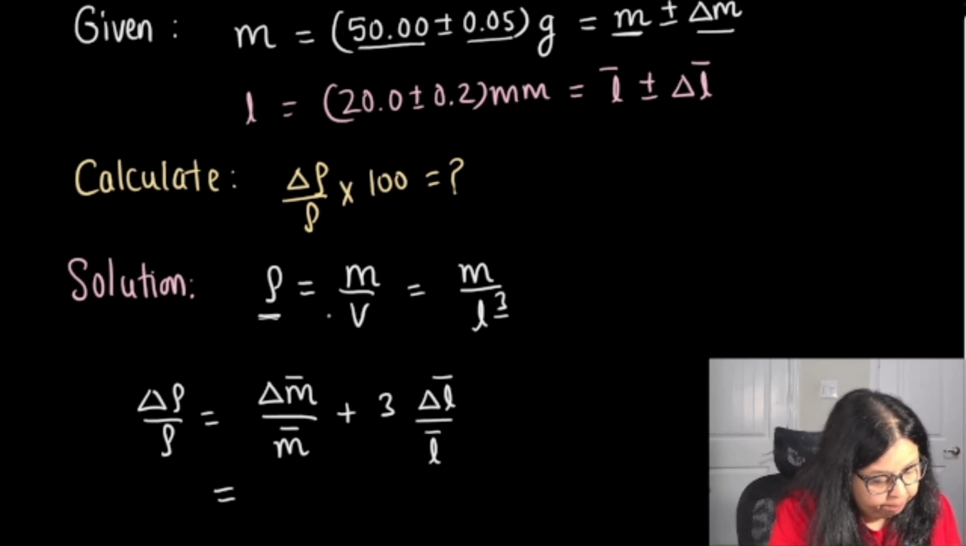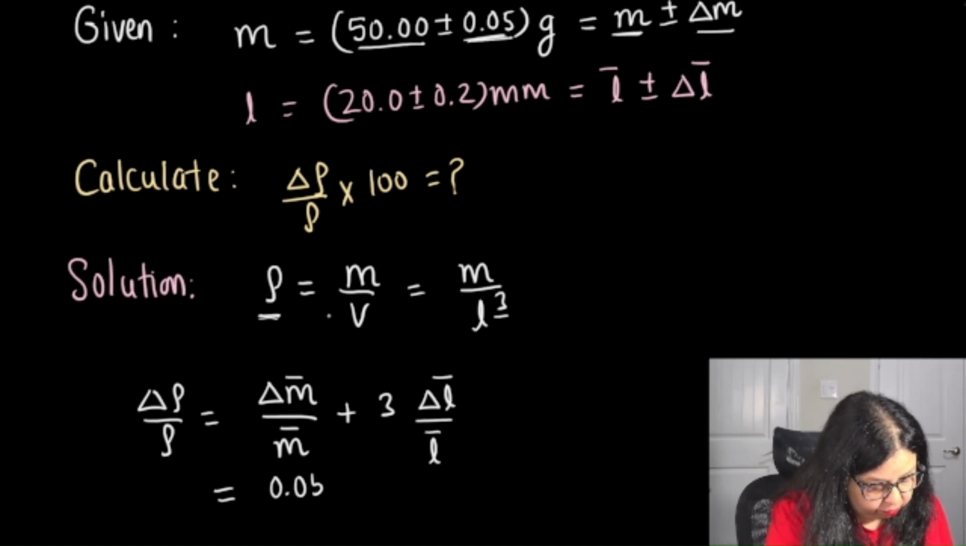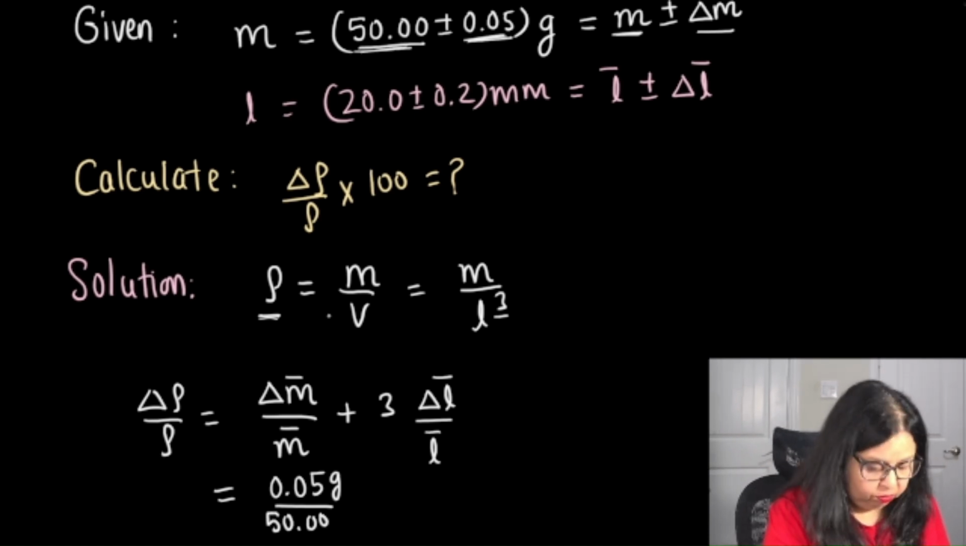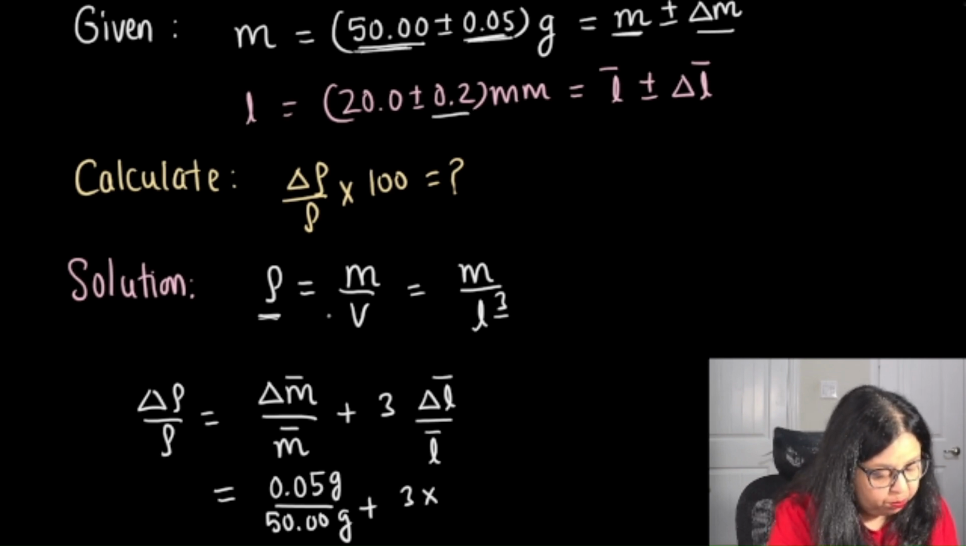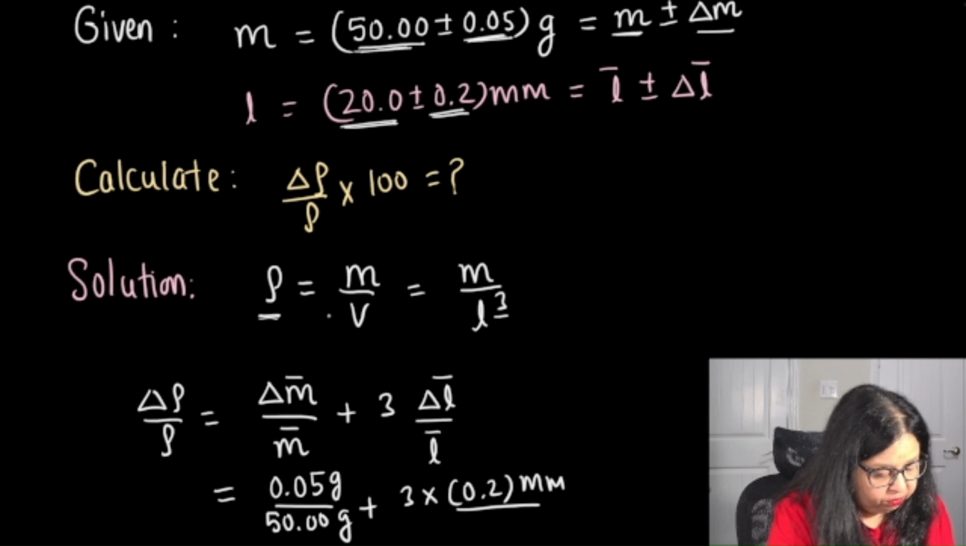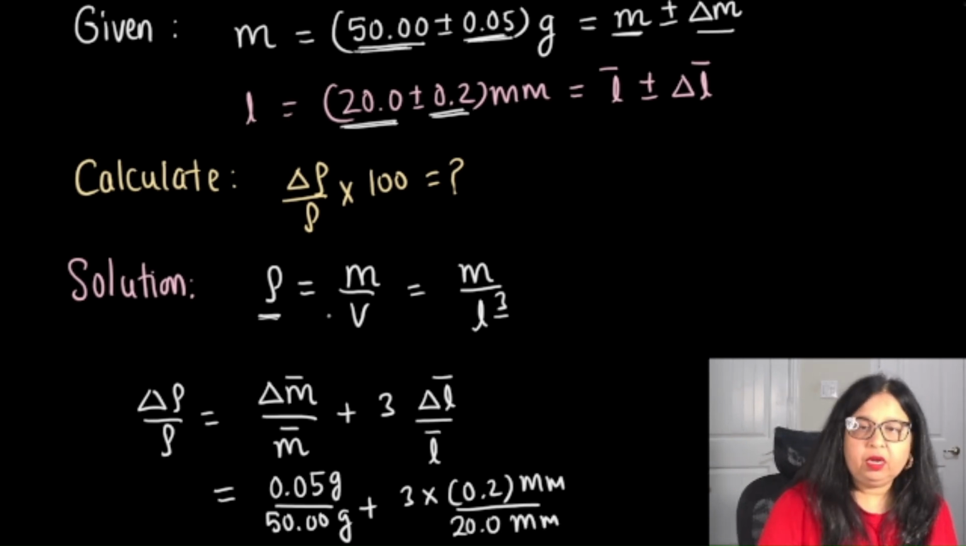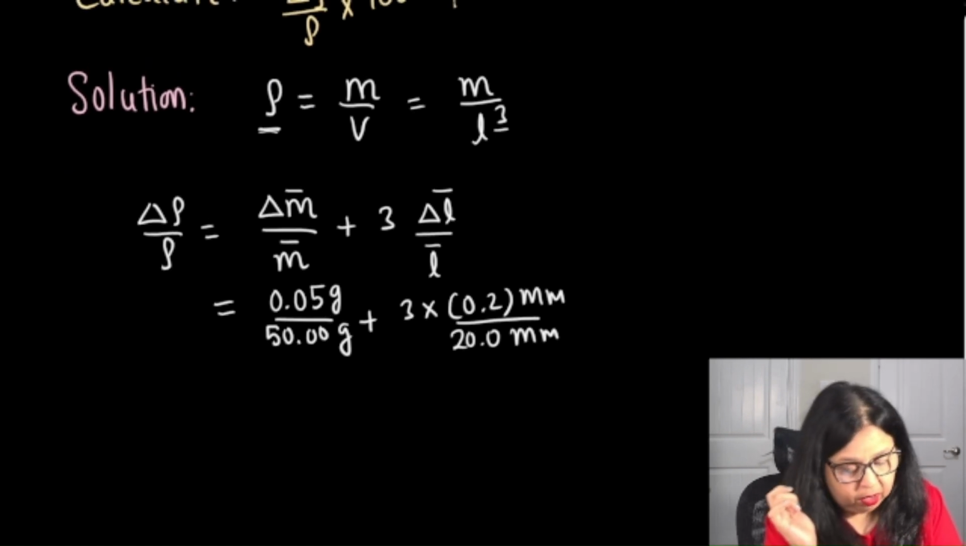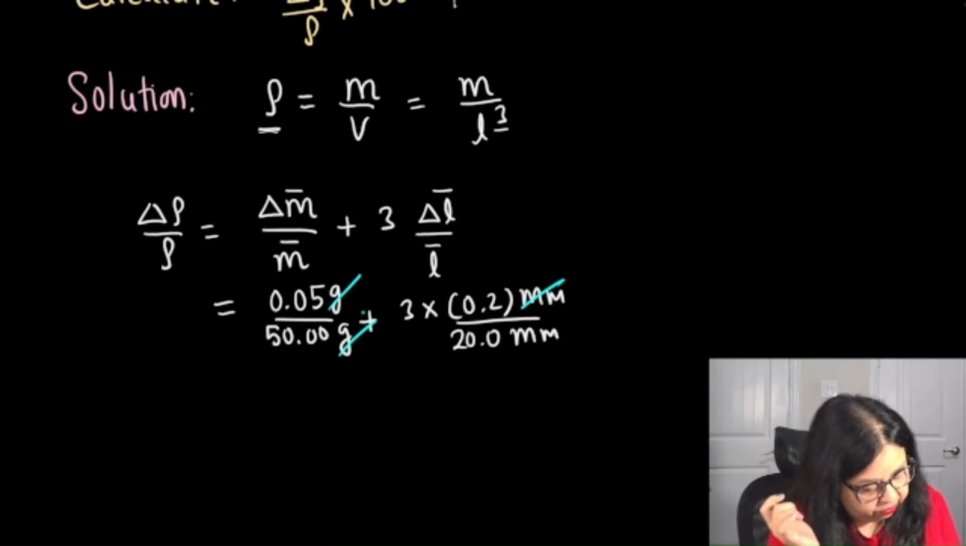Okay. Now we are given these numbers here. So delta m bar is 0.05 grams and m bar is 50.00 grams plus 3 times delta L bar is 0.2 millimeters and L bar is 20.0 millimeters. And just like before, units cancel out.